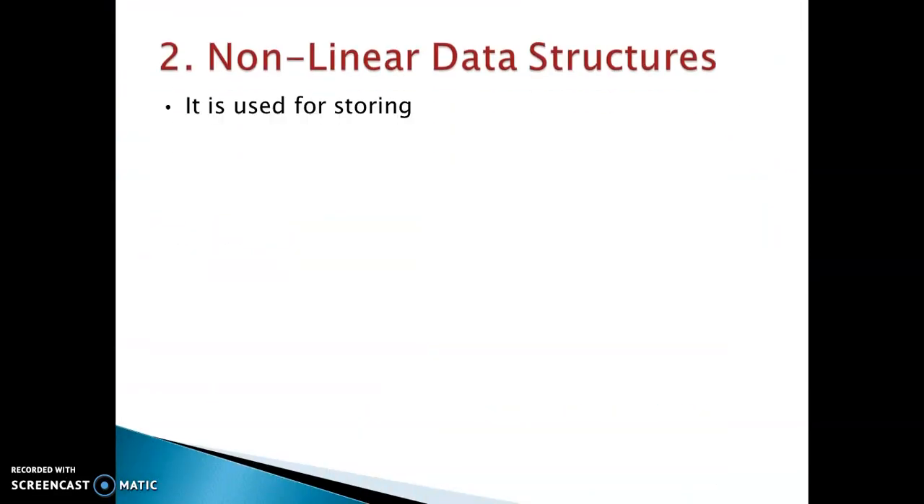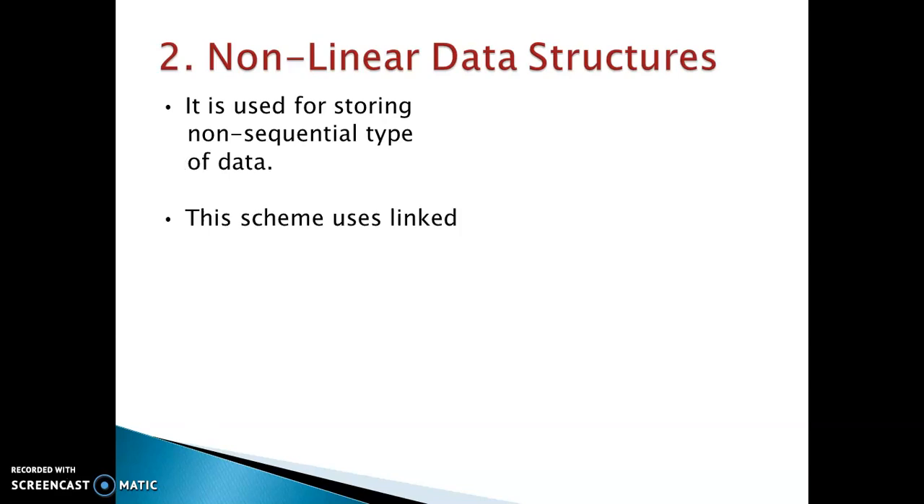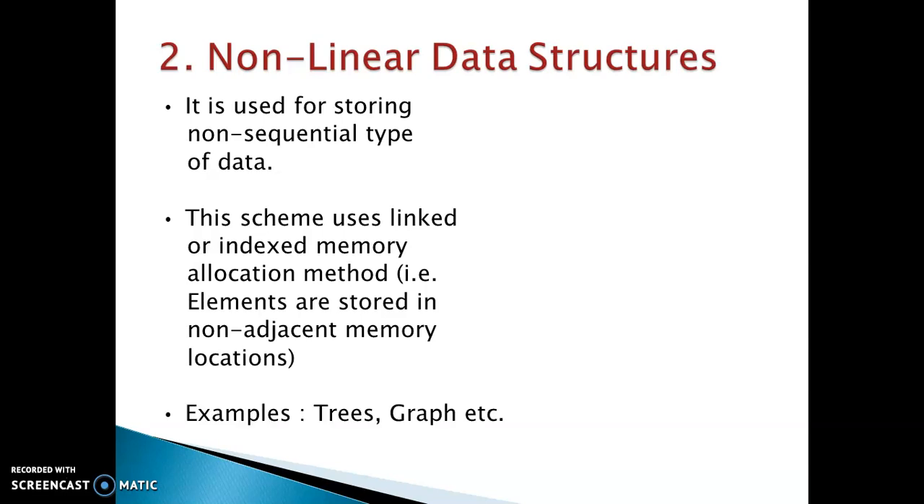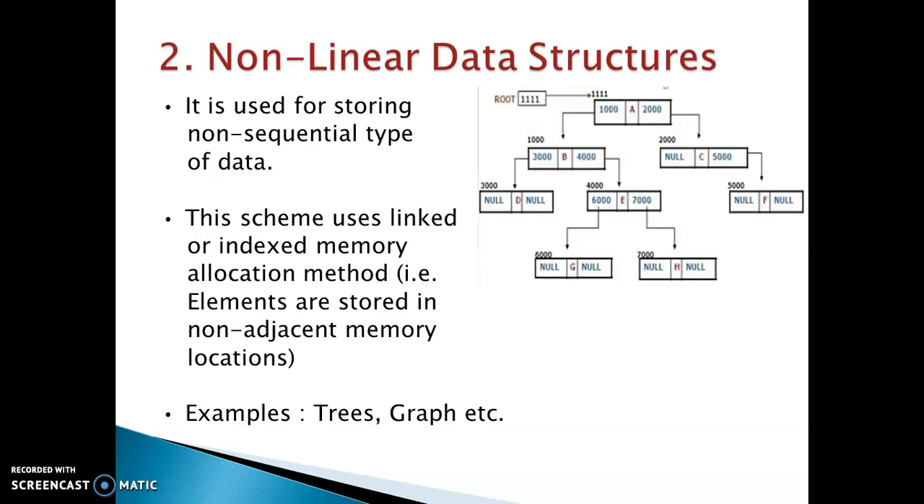Next is non-linear data structure. It is used for storing non-sequential type of data. This scheme uses linked or index memory allocation method, that is, elements are stored in non-adjacent memory locations. Examples are trees, graph, etc.